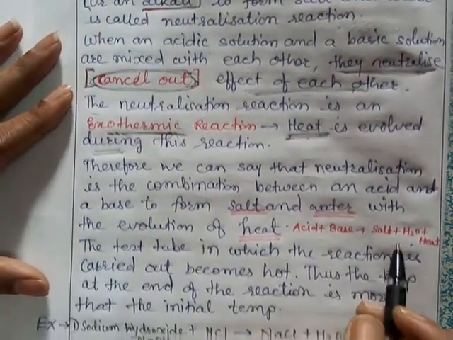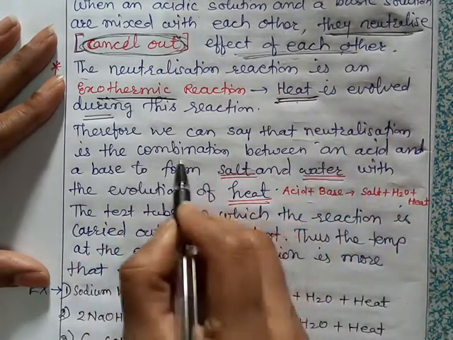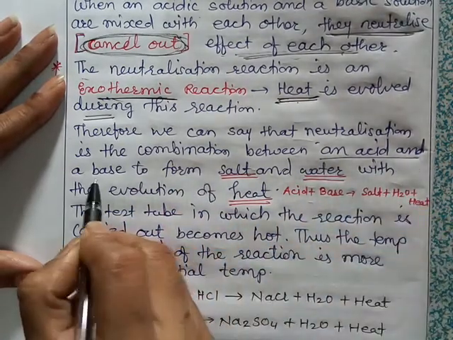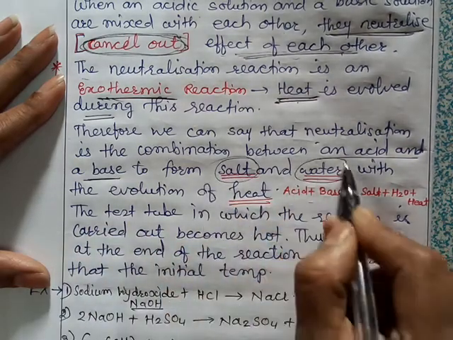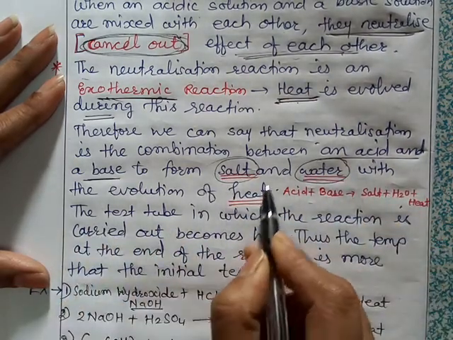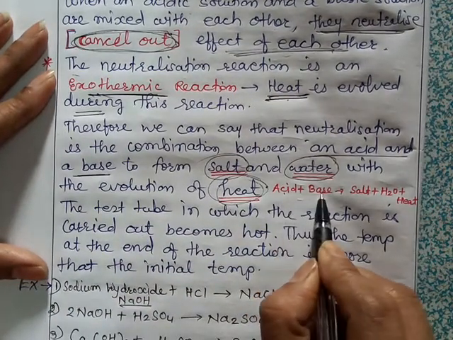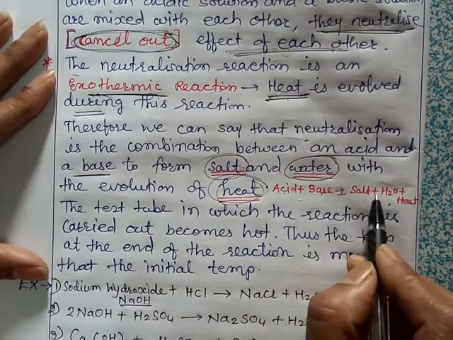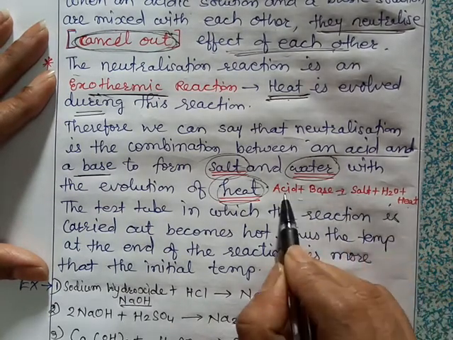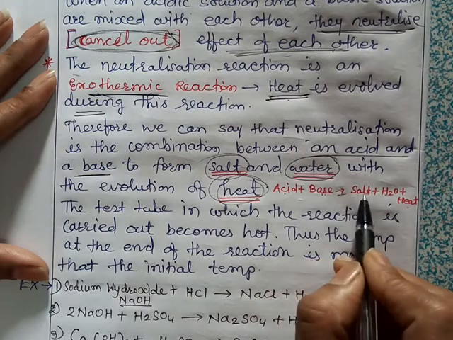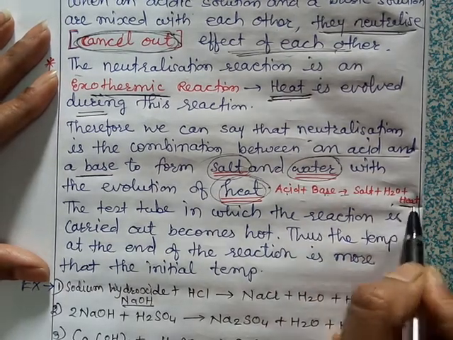Therefore we can say that neutralization is the combination between an acid and a base to form what? Salt and water, and with the evolution of heat. So we can say that acid plus base is equal to salt plus water, H2O, plus heat. Acid plus base gives salt and water with the evolution of heat.